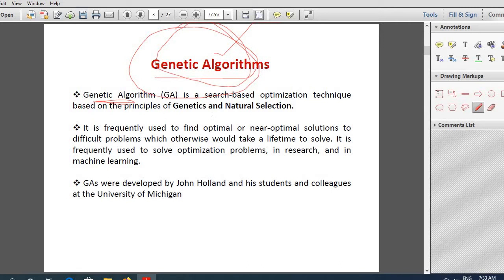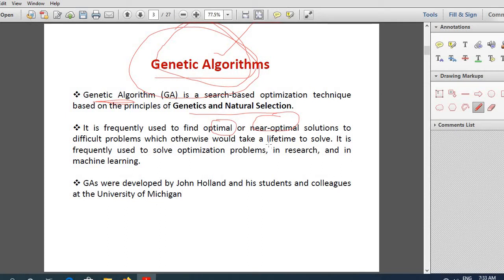And genetic algorithms work on the basis of genetics and natural selection. It is usually used to find the optimal. Optimal means the best, or near optimal. Sometimes genetic algorithms don't give you the best one, but an almost best, near-to-best solution will be provided to some problems which would otherwise take a lifetime to solve.